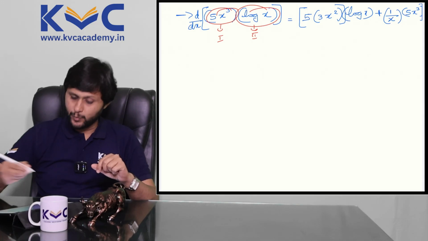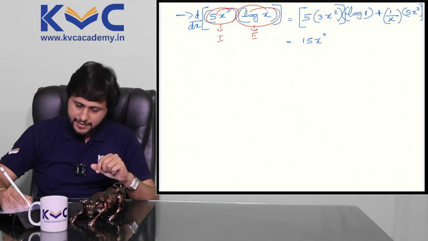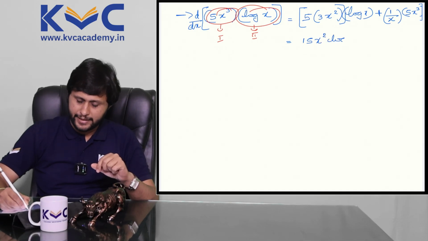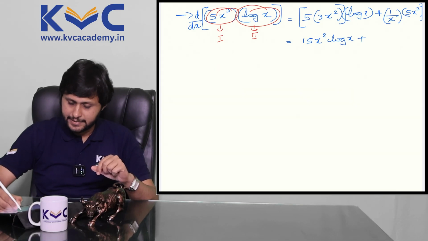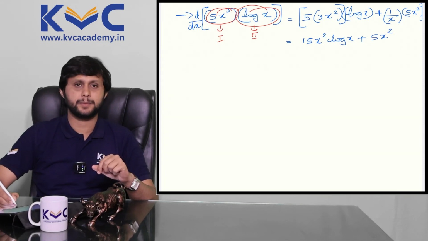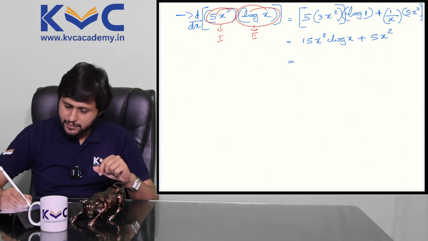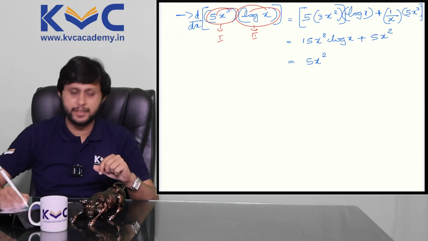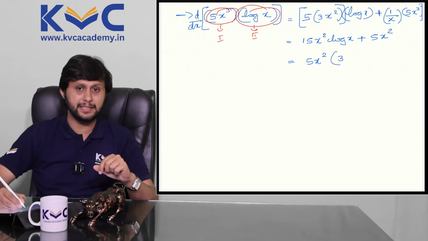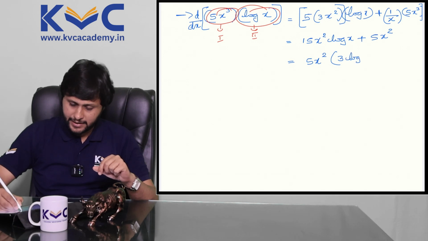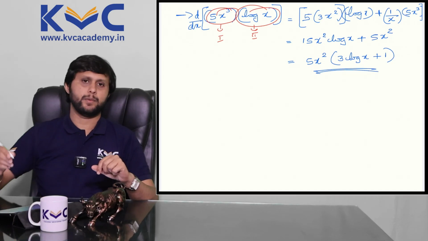Let me just simplify one more step, because I can see 5 and 3, we'll write it together. 15x square log x, and then one of the x cancels, plus 5x square. Oh, I think I can simplify it further. So we will take 5x square, which is common in both, outside, and what remains inside is 3, 3 remains, and log x also remains, plus 1. So we have got the answer.